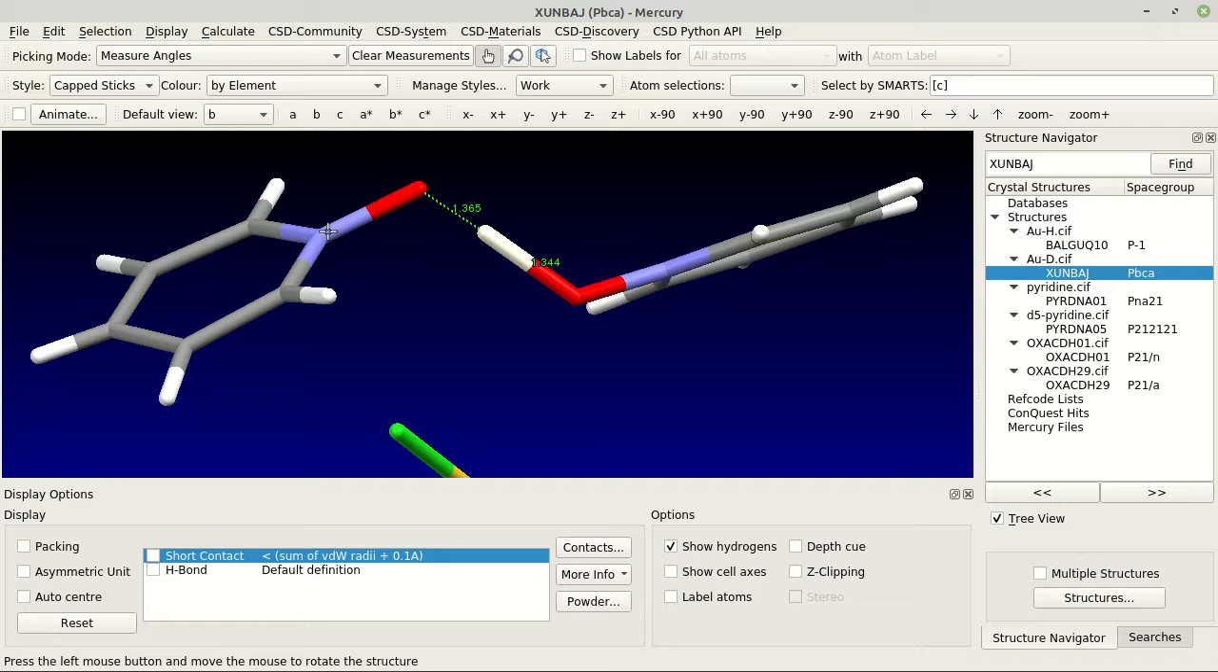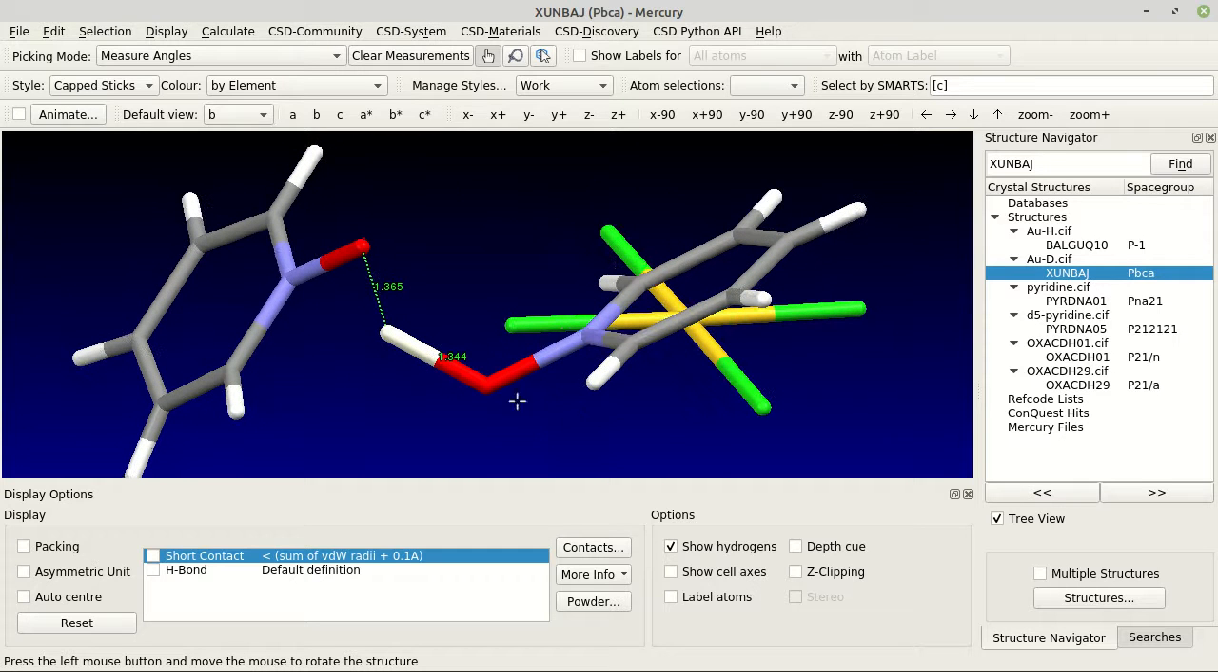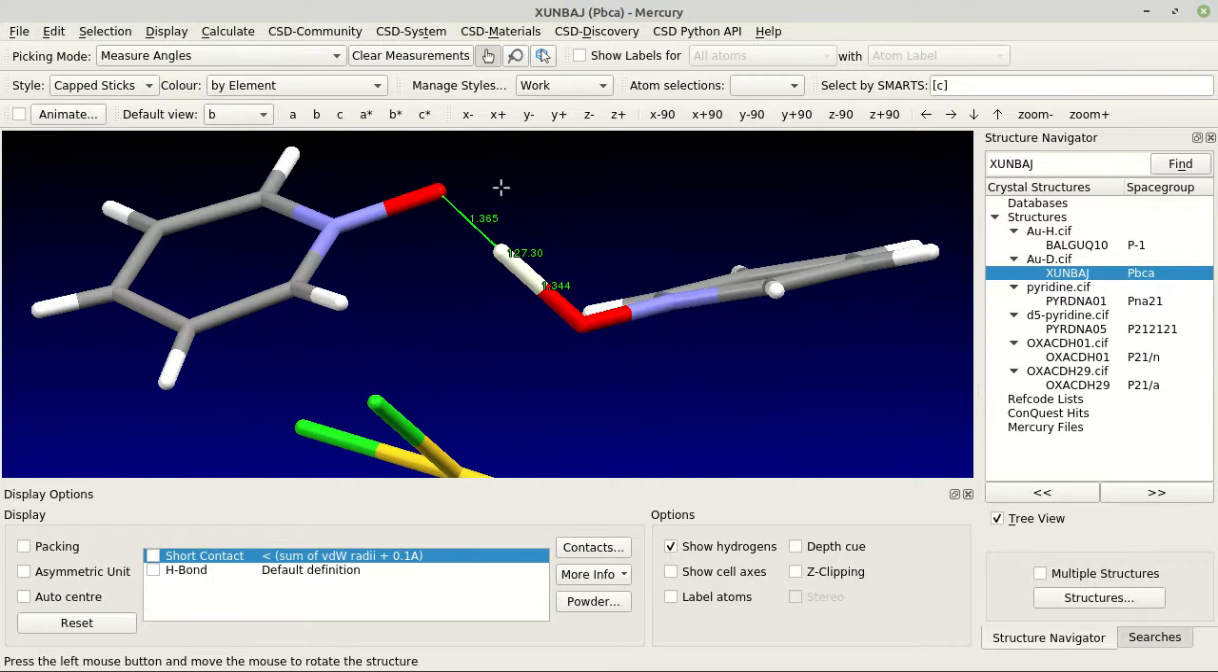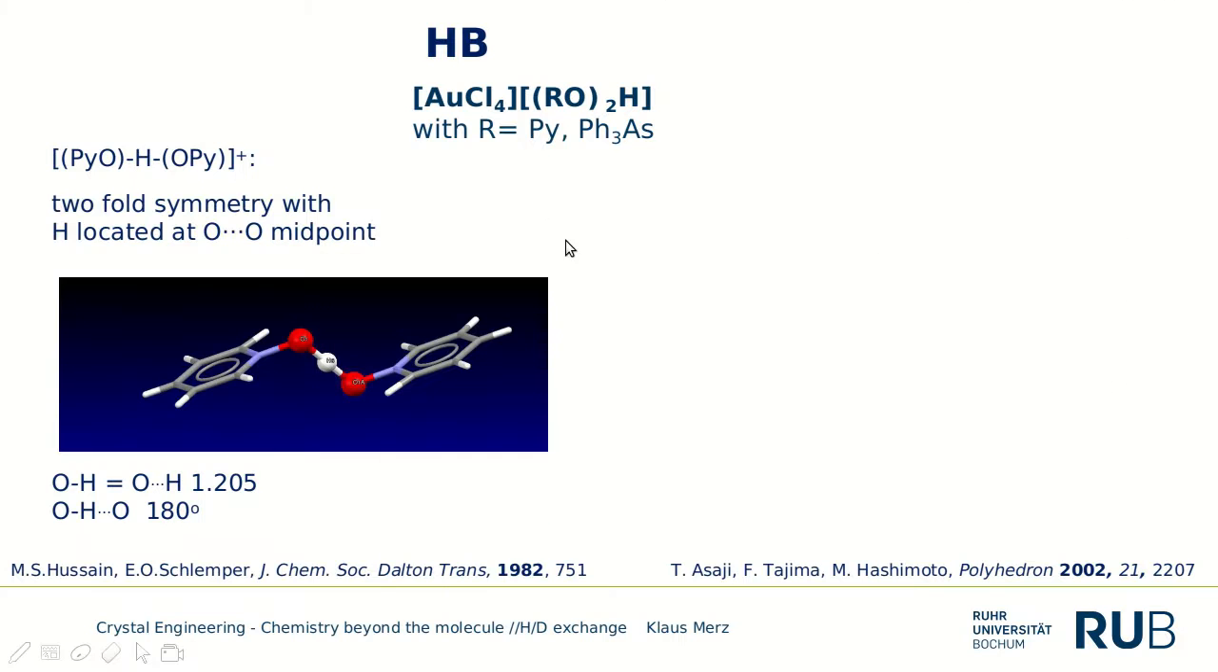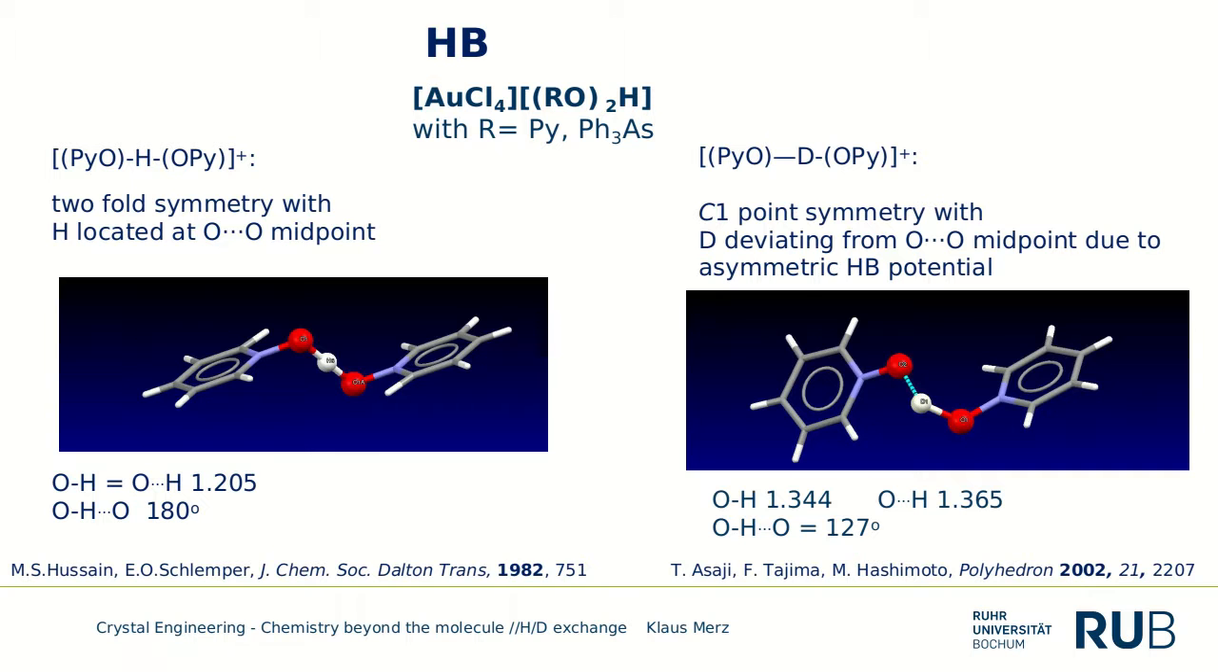And the second thing you see different is the angles, 127. And why? This is exactly what I said about the Ubbelohde effect, the lowering of the zero-point energy. Now the hydrogen bond is a little bit shifted, and the deuterium is more closely located to one of the substituents.